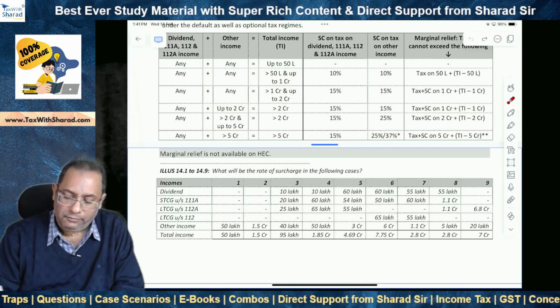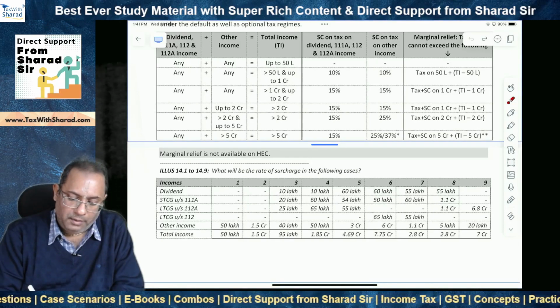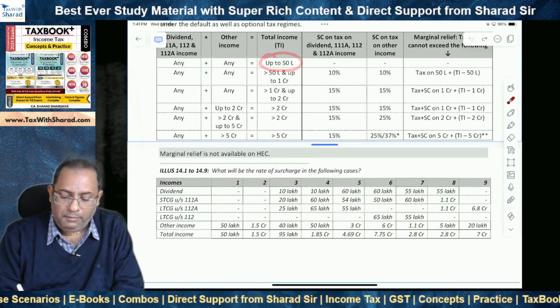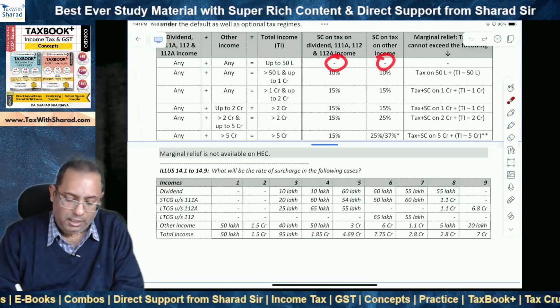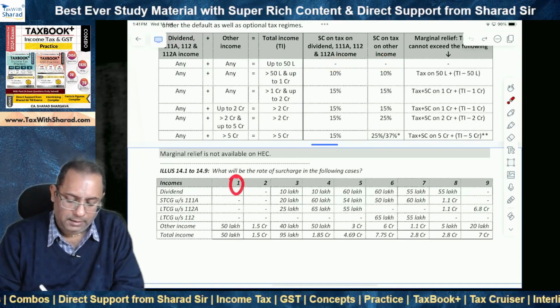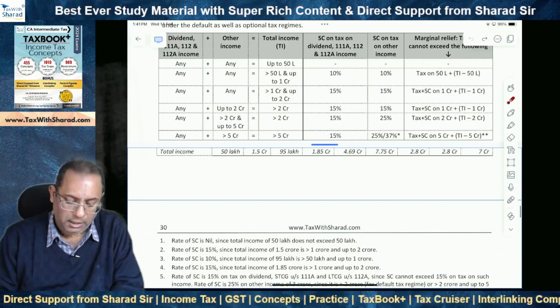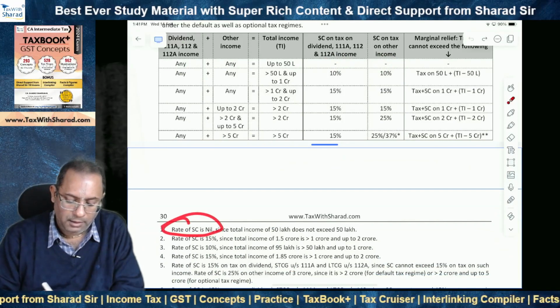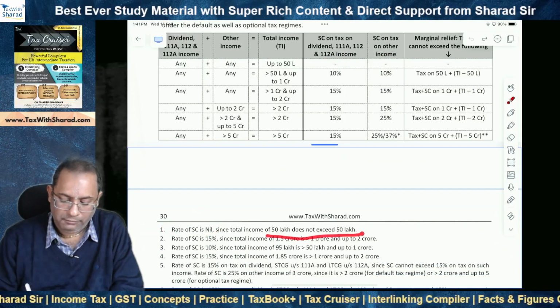So as we noted above, if the total income is up to 50 lakh, there is no surcharge, and consequently, in this case, in example 1, the rate of surcharge will be nil. The rate of surcharge will be nil since total income of 50 lakh does not exceed 50 lakh.